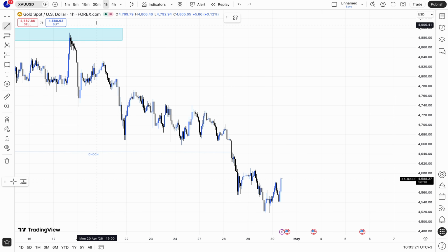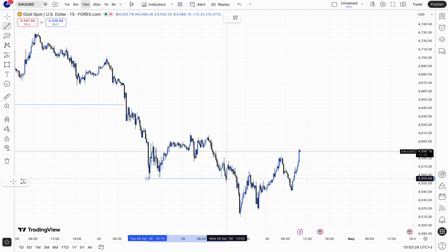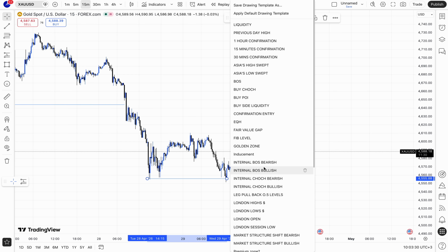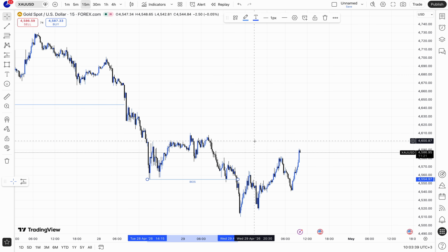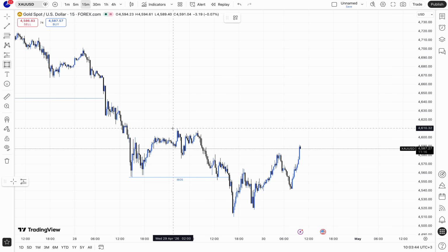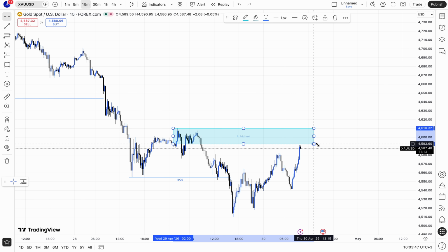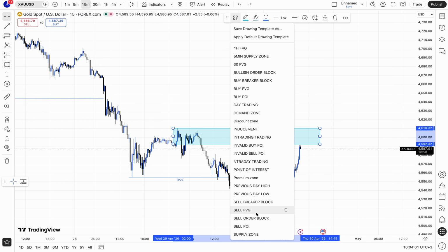And then you can go down to 15 minutes to our internal market structure. We had our break of structure to the downside. Break of structure to the downside. Then from here, we have our supply zone, which is here.